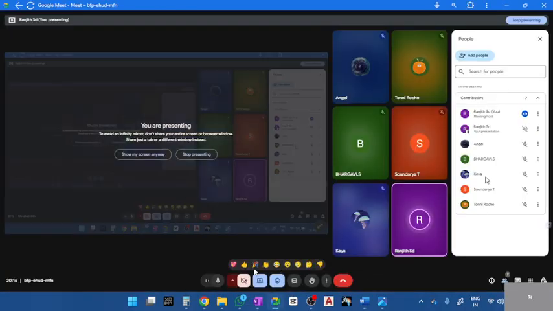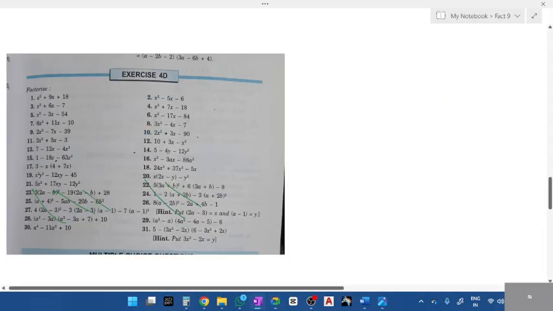Yes, students, all of you online. Shall we start the next? Okay, which question? The 15 is done. 18 is also fine, easy. 19th question. We'll try the 19th one. X square y square minus 12xy minus 45.